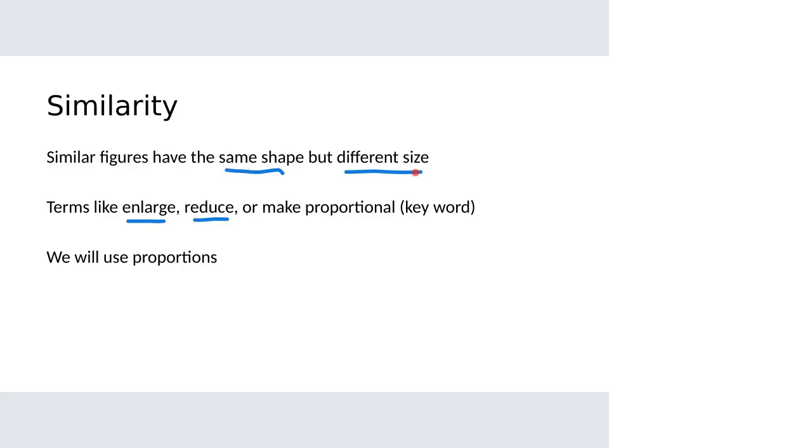Same shape, different size. And what happens when you either enlarge or reduce something is that your new version is proportional to the old version. That's an important word because in order to find side lengths of different figures, we're going to use proportions. We looked at proportions way back at the very beginning of the semester in section 5.1, and then we saw them again in section 7.1 when we were working on pie charts. So it's been a little while, but my guess is that it'll come right back to you.